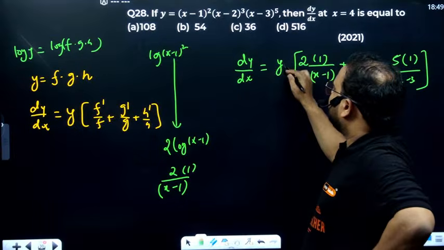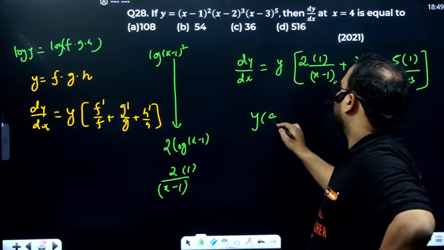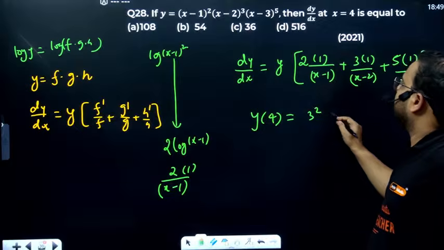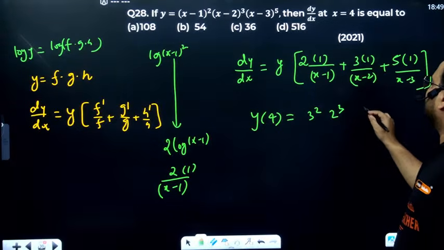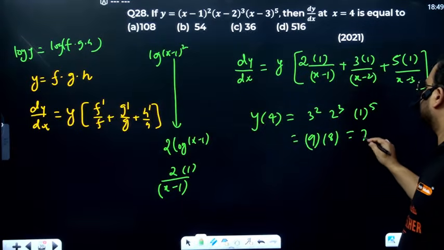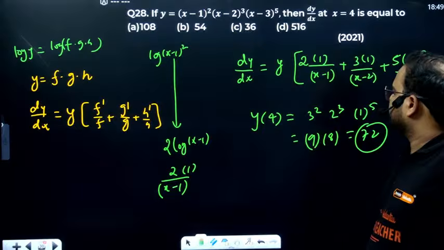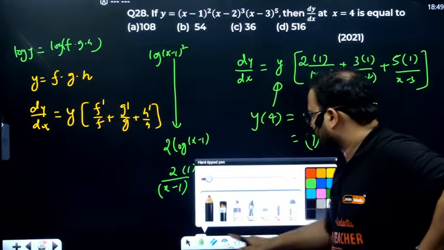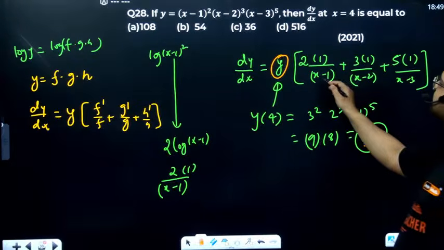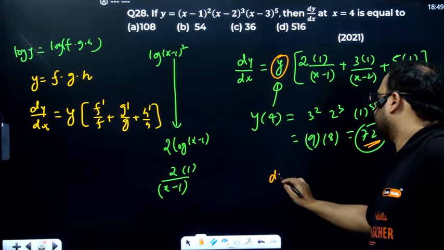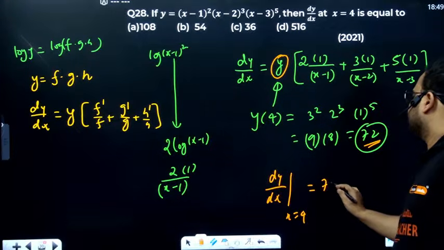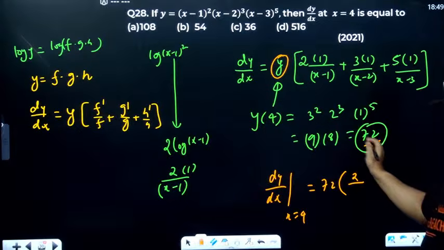Now put the value of y at 4 first of all. Let's find y value at 4. We'll have 4 minus 1, that's 3 square. 4 minus 2, that's 2 cube. And 4 minus 3, that's 1 power 5. Check. That's 9 into 8. How much is that? 72. That's my this value only. What about this if you put x as 4 now? So your derivative at x equals to 4 is coming as 72 times of, check, 2 into 4 minus 1.